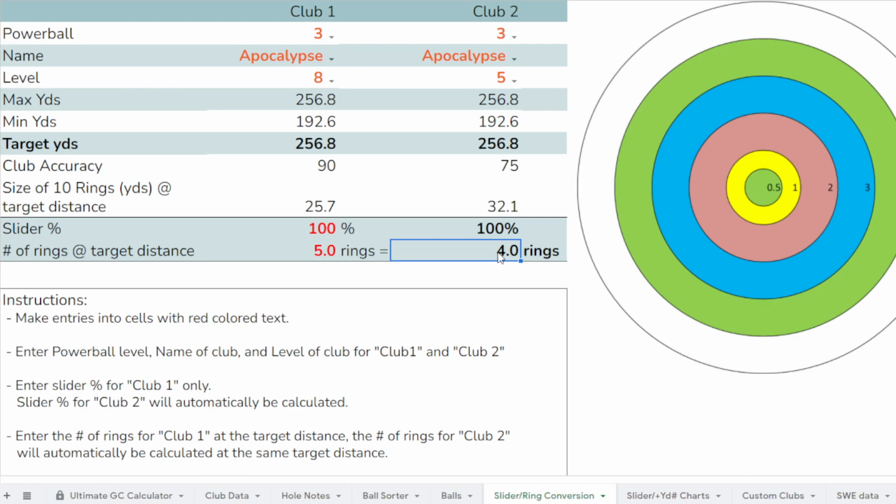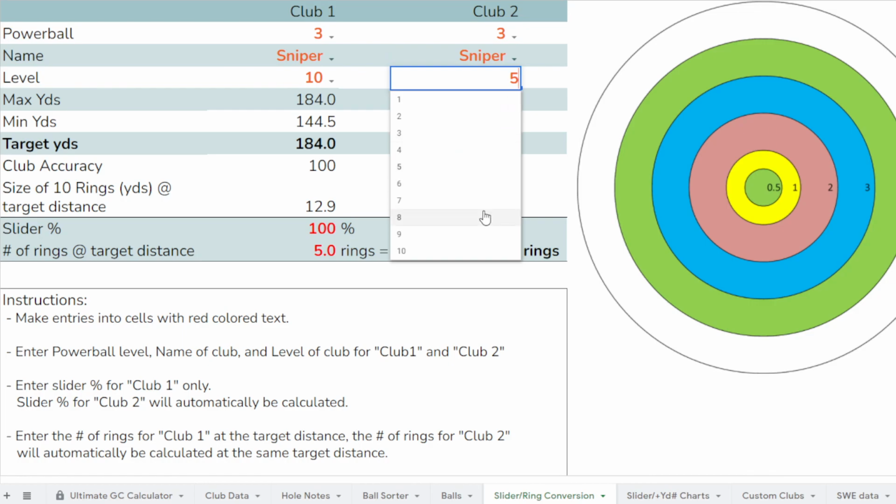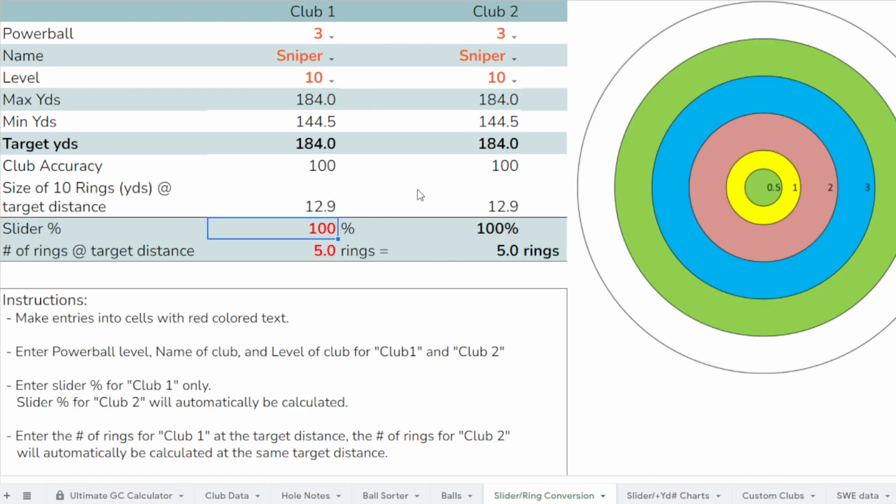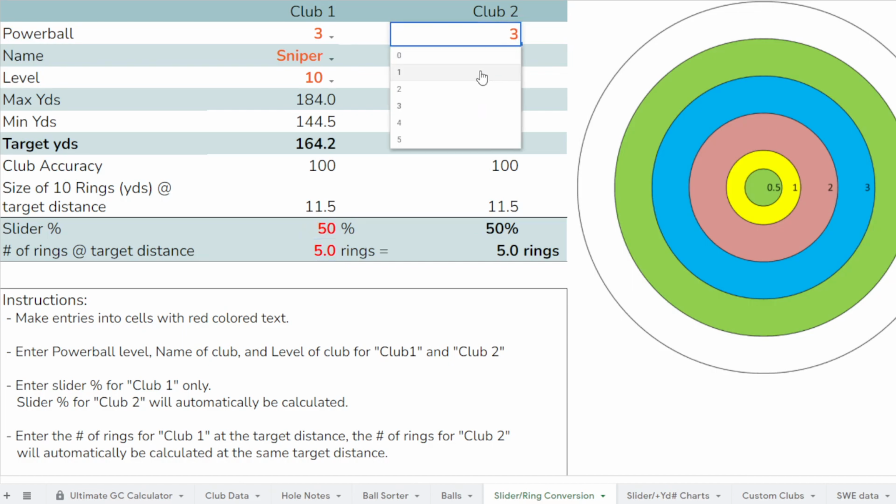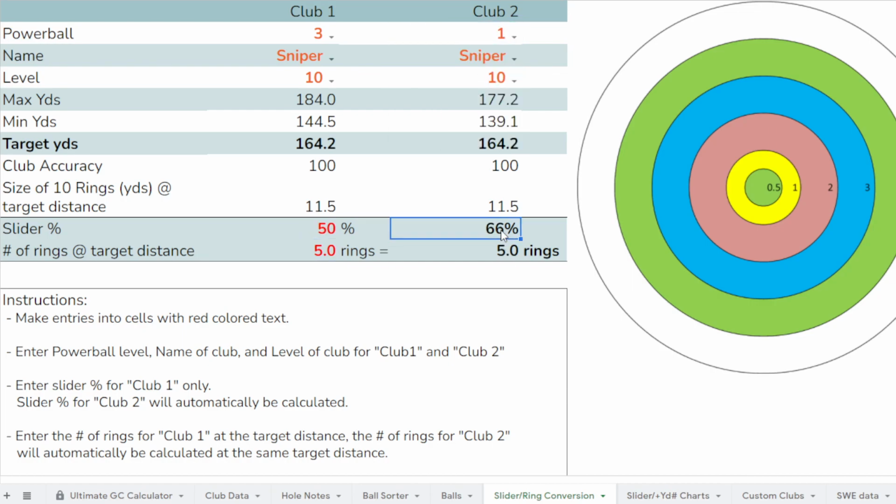And here's another way this calculator can be useful. Say you're setting up on a hole, you're playing tour, and you play a certain power ball on tour, and now you want to set up this hole at a different power level. Well, you can do that too. You can convert the slider percentage. Say I was using a sniper 10 on tour, and I set up this hole at 50%, but I just want to use a power 1 ball. The calculator will let you know that with power 1 level you need to be at 66% slider, for your notes if you wanted to use it that way.